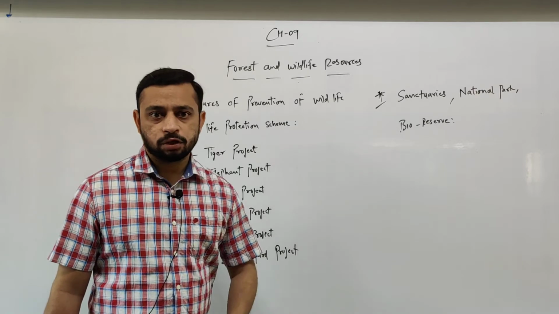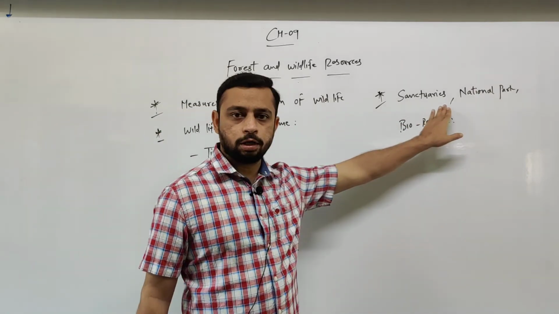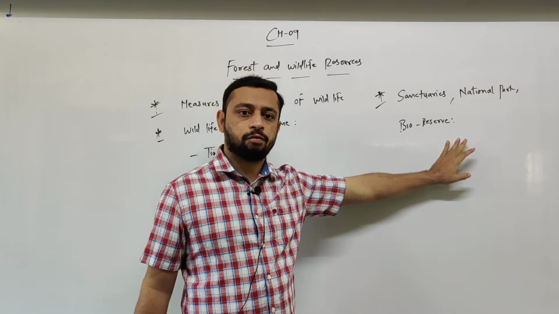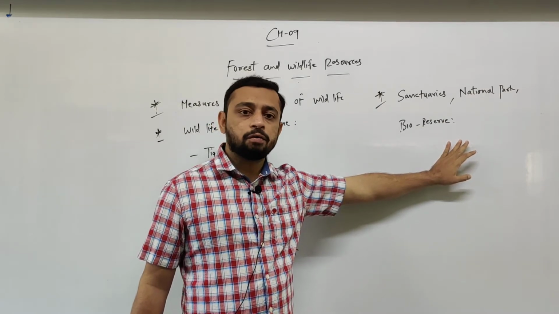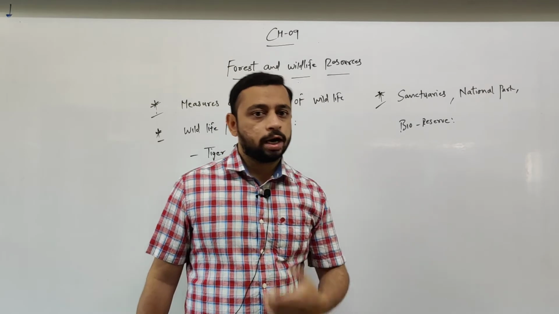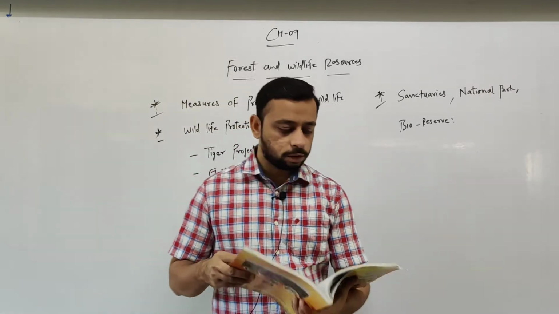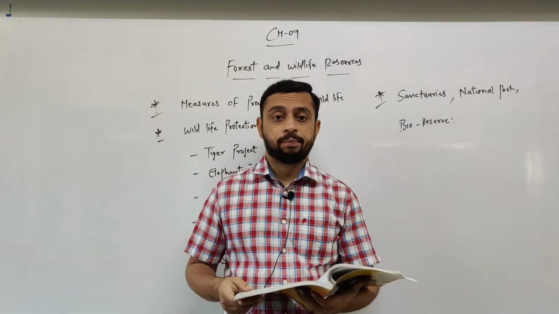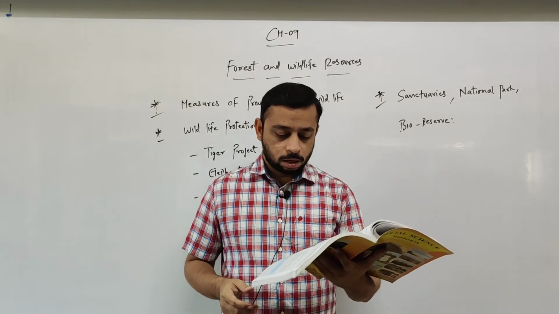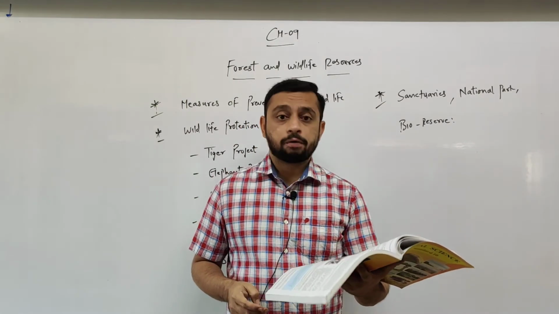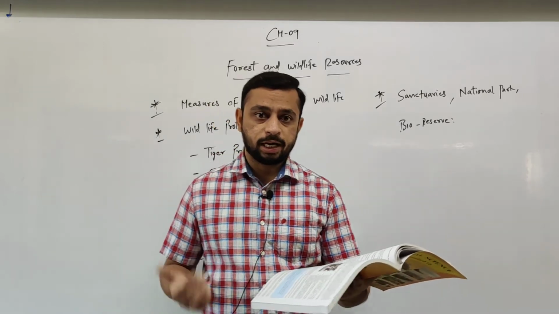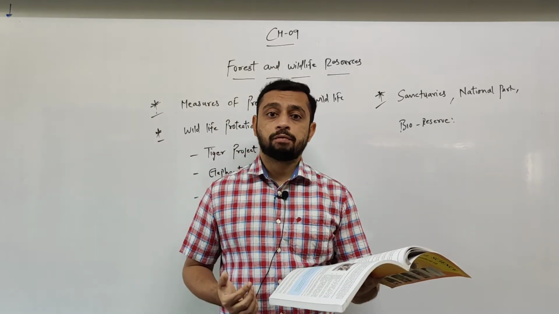And the last topic of this chapter will be sanctuaries, national parks and biosphere reserves. This is the last topic for this chapter. So we'll try to finish all these 3 topics in today's session, right? So I advise all the students to take out your textbook, page number 69. Page number 69, right? That is measures of preservation of wildlife. What are the steps or measures that need to be taken for the preservation of wildlife?